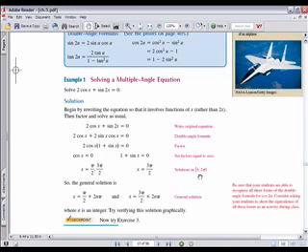Okay, looking at some examples, this is a multiple angle equation, so 2 cosine x plus sine 2x is 0. So what we can do is express sine 2x as 2 sine x cosine x and then factor. Once we factored, solutions would be either when cosine x is 0, which are these two, or when 1 plus sine x is 0, or sine x is negative 1, which is this one here.